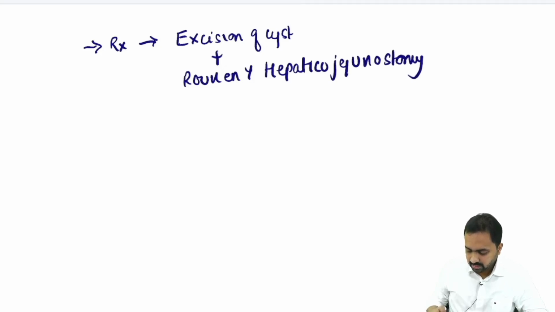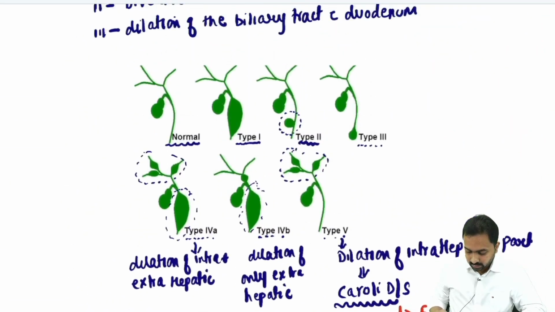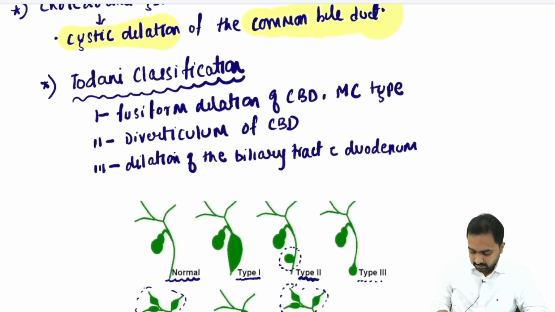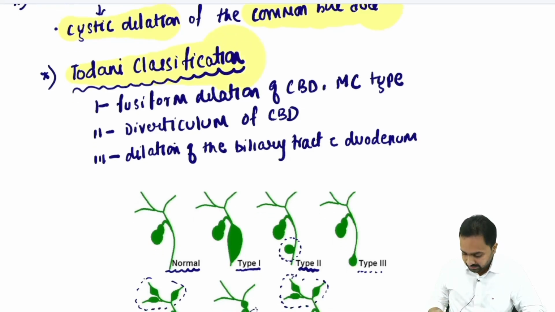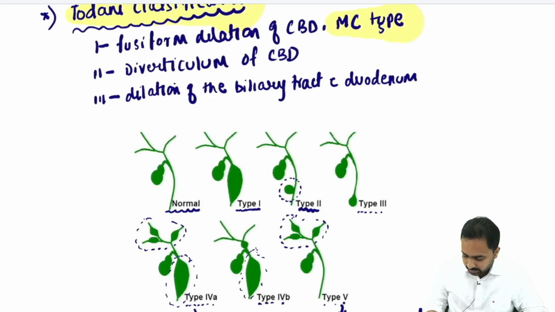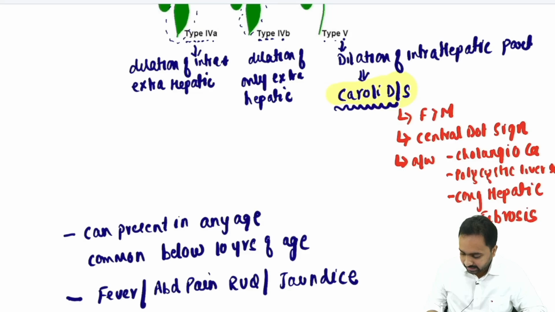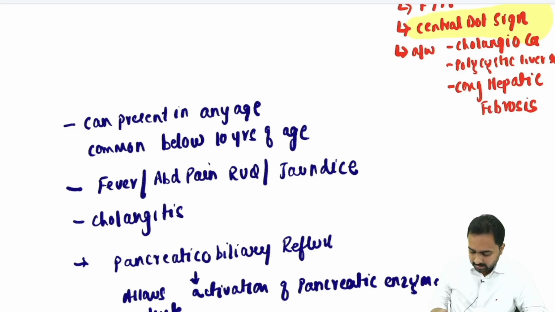So to summarize choledochal cyst, it is cystic dilation of the common bile duct. We have the Todani classification which is used for choledochal cyst. The most common type is type 1. Caroli disease is type 5. It has the central dot sign. It can present at any age, but it is more common below 10 years of age.